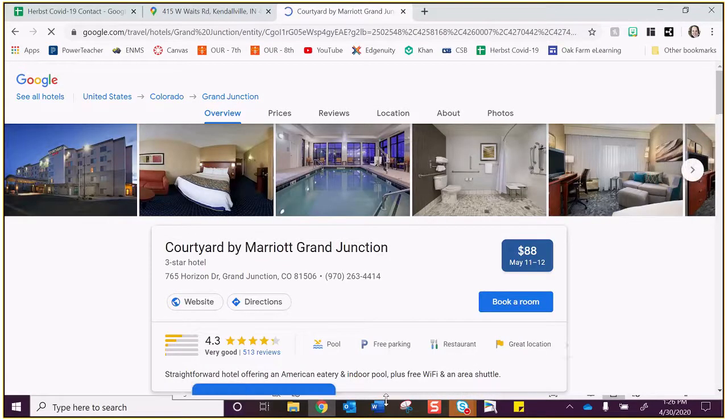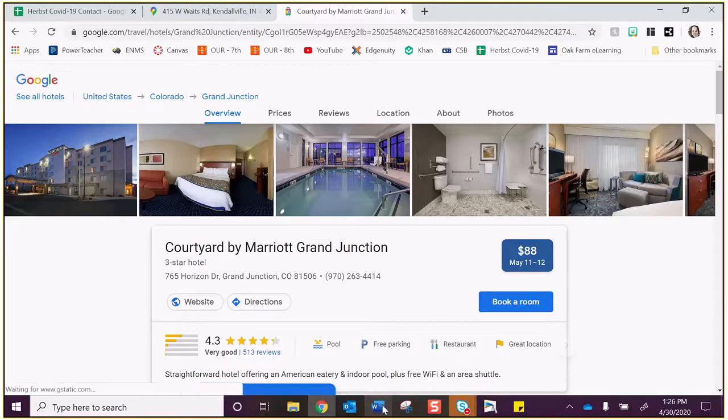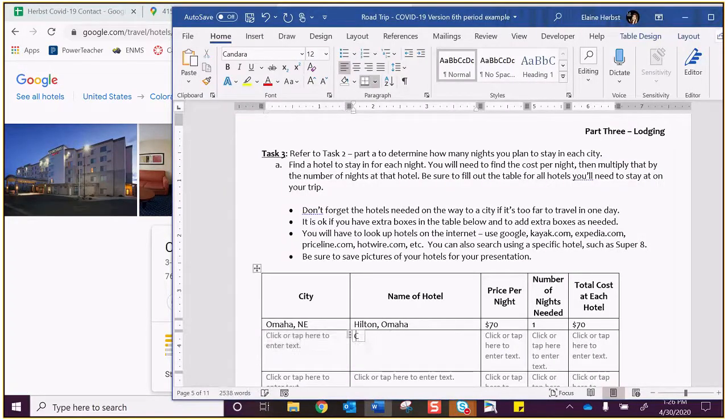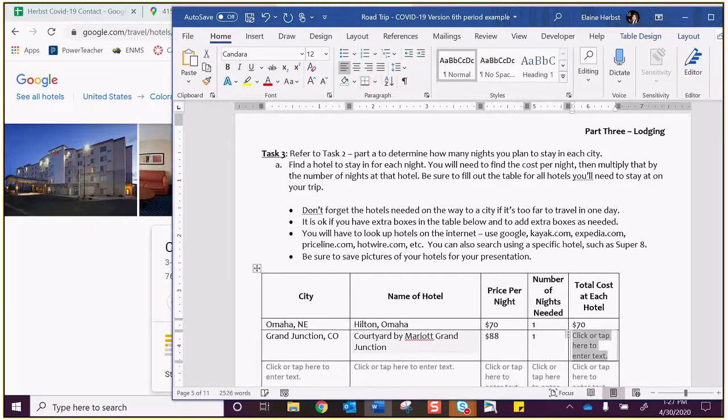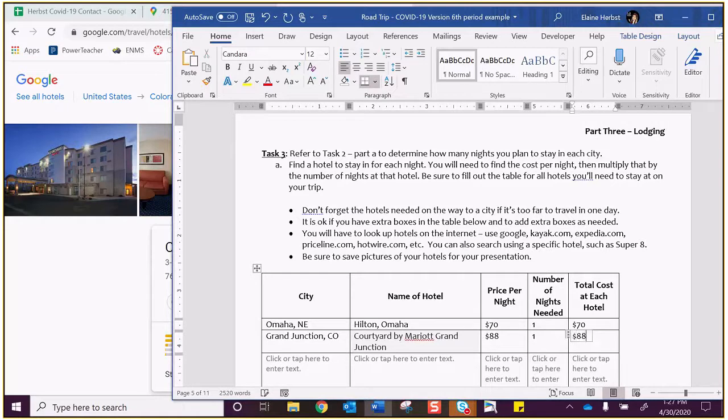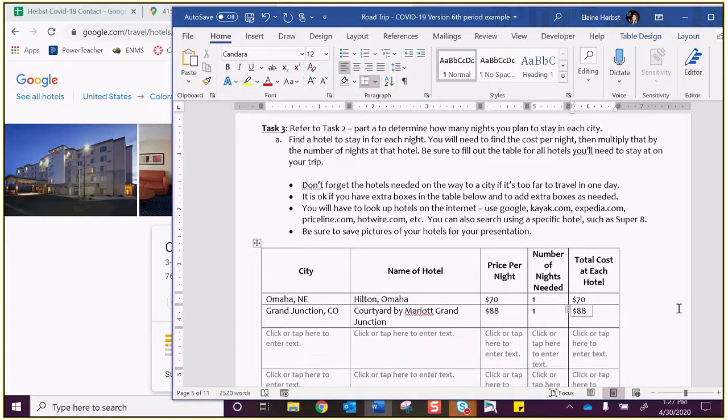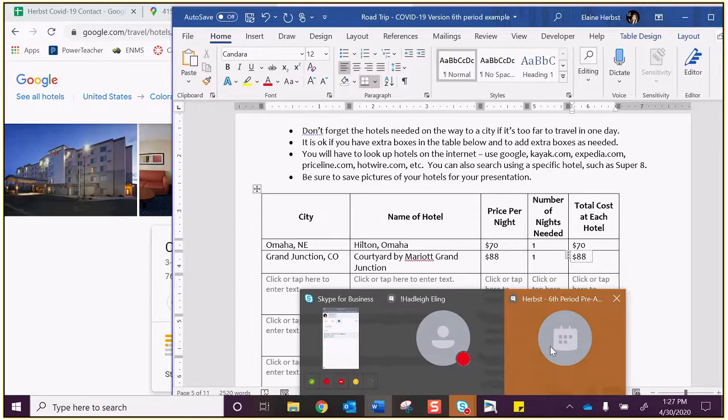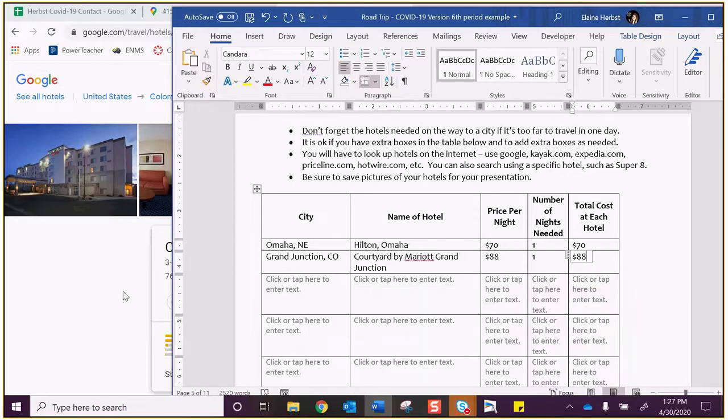Okay, so now I'm going to go back to my document. Courtyard by Marriott, Grand Junction. That's the name of the city. Grand Junction, Colorado. And it's $88 a night. I'm staying for one night for a total of $88. Okay, so there we go. There's my trip. That's just to get me to San Diego.